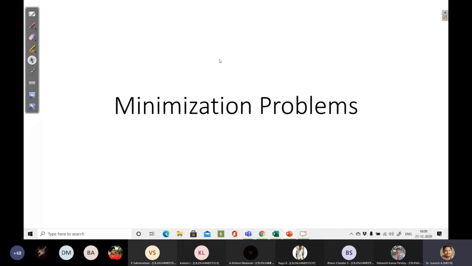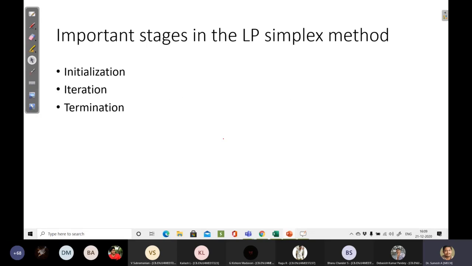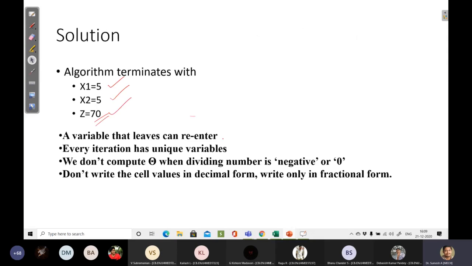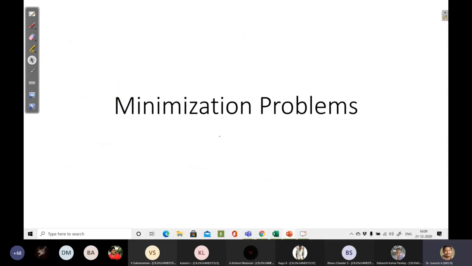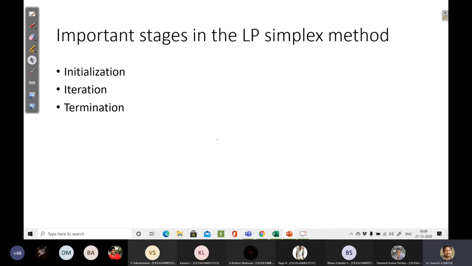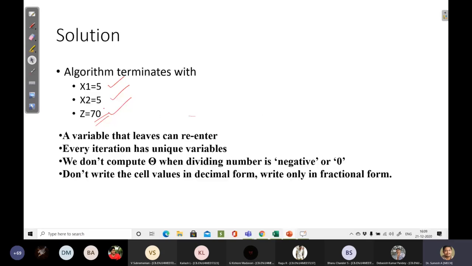Minimization problem, whenever it comes to you, convert that into a maximization problem and solve. We have seen so far solving a maximization problem only. Convert the objective function of the minimization problem into a maximization problem and solve. And finally, when you get the answer, you can see in the last column, you are getting z as 70.